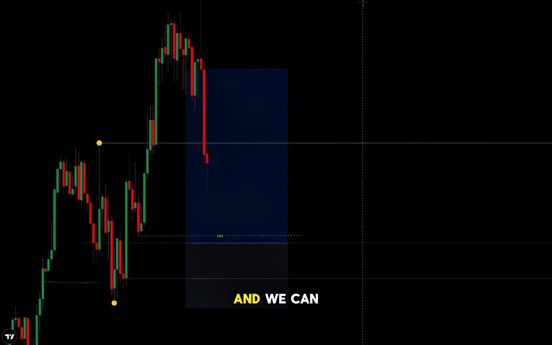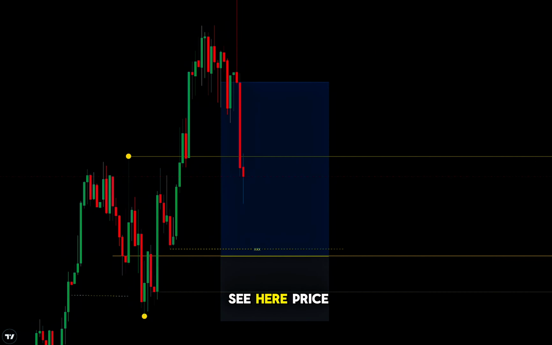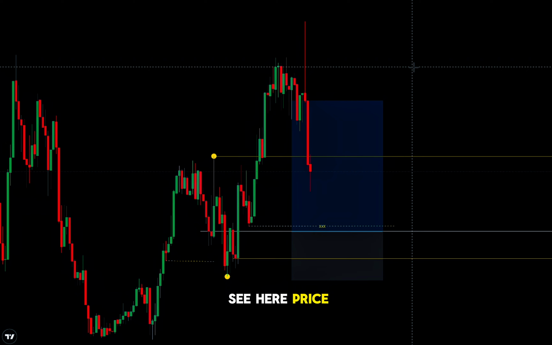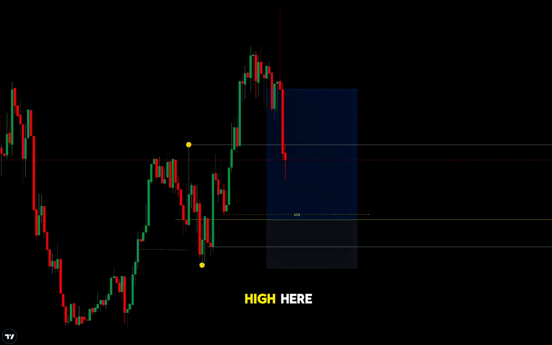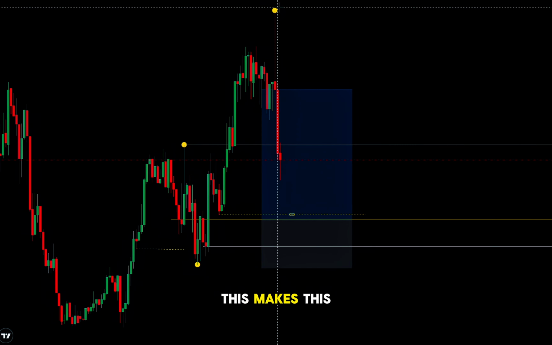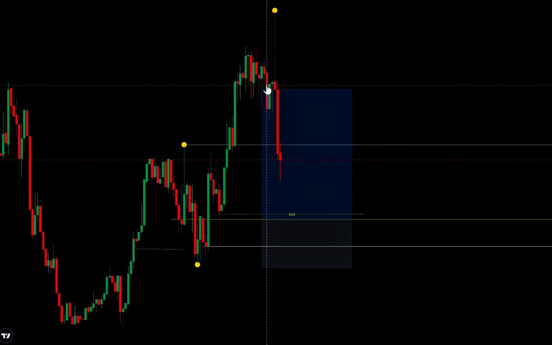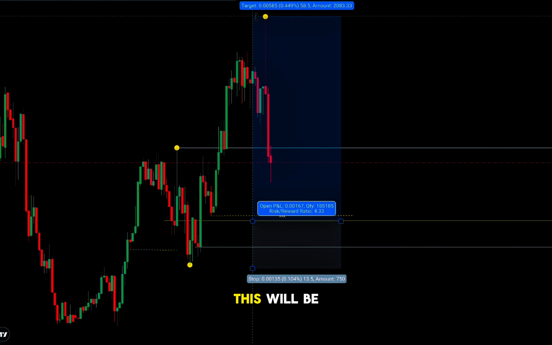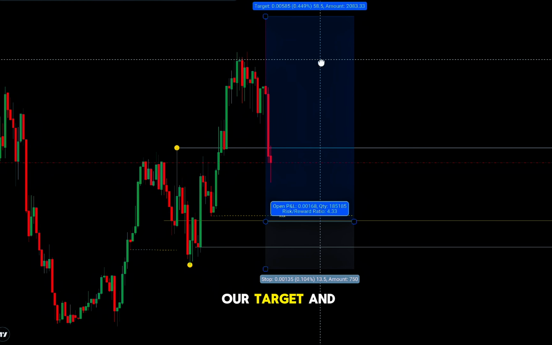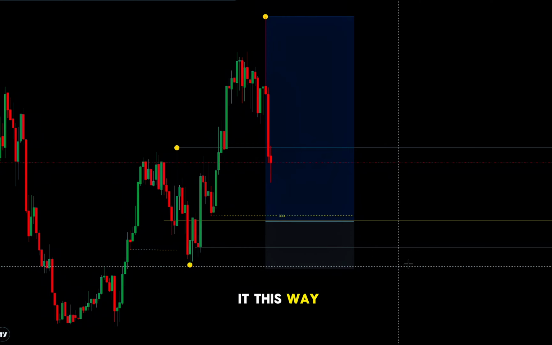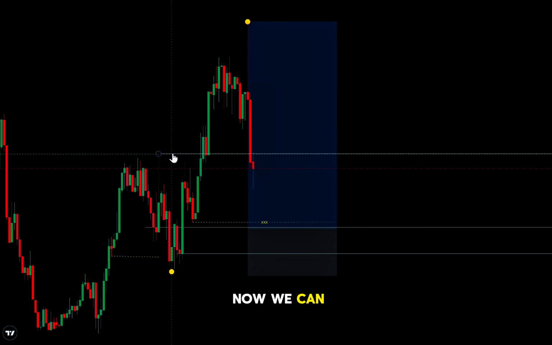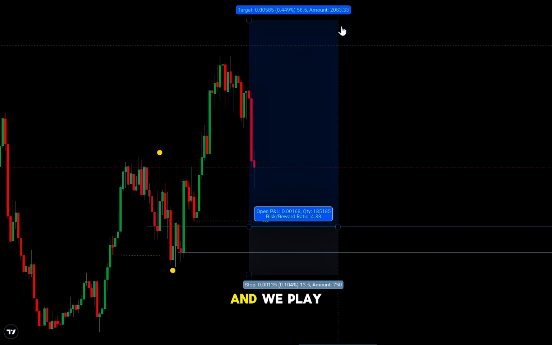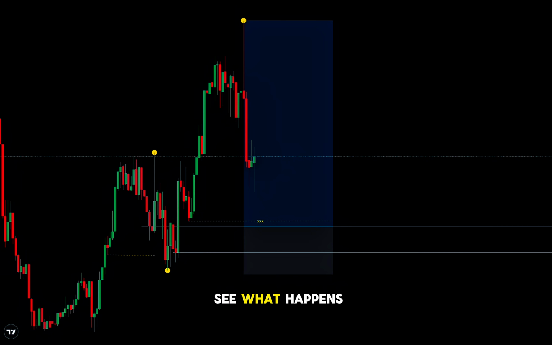We wait, and we can see here price has created this high here, and we can mark this high after it has taken this low and then this low out. This makes this now a valid major high for us to target. This will be our target, and we can have it this way. This is it. Now we can delete this line, and we play our price to see what happens.